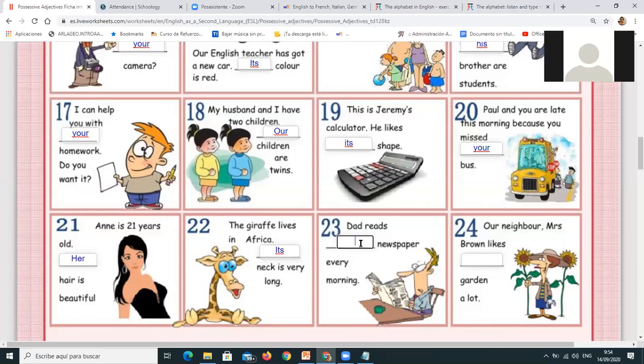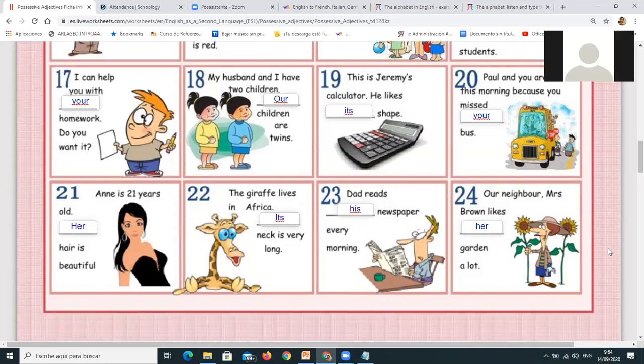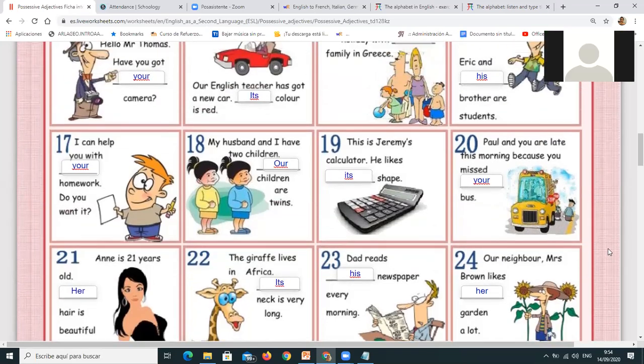His newspaper. Every morning. Okay. Very good. Number 24. Our neighbor, Mrs. Brown, likes her garden a lot. Thank you. Okay, just let me check the capital letters.